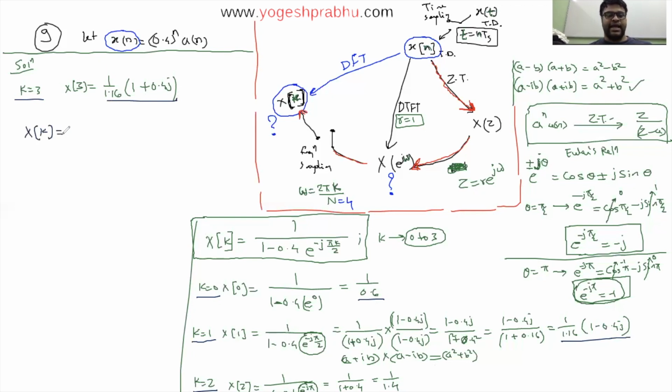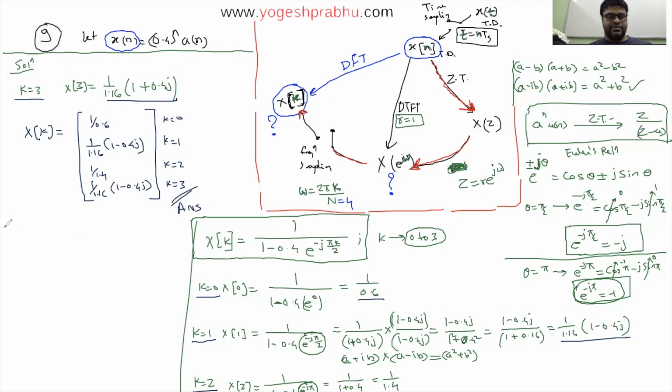And the final answer is going to be xk, and then write them down in a sequence. Let me write down vertical or horizontal, it's your call, but let me write down vertical. 1 over 0.6, the first value. Then the second value is going to be 1 over 1.16, 1 minus 0.4j. Then the next value is 1 over 1.4, this one. And next value is 1 over 1.16, 1 minus 0.4j. And I got these values at k equals 0, k equals 1, k equals 2, and k equals 3. That's my final answer.